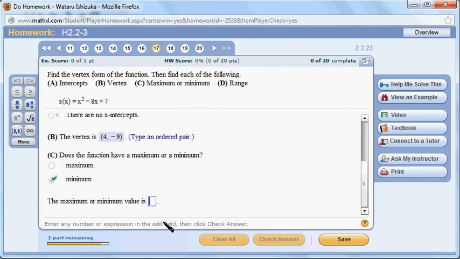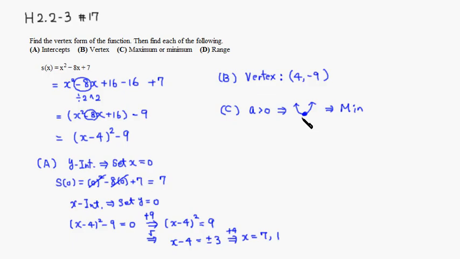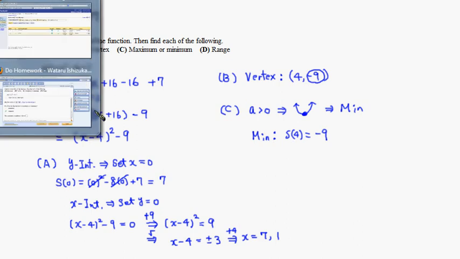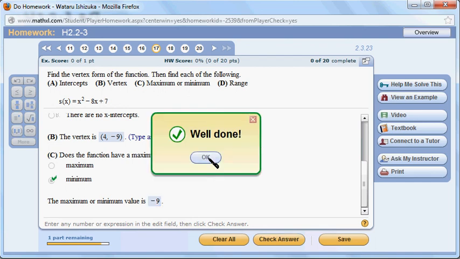All right, so the minimum occurs at the vertex. Vertex is 4 comma negative 9, so negative 9 is the minimum value. So the minimum is going to be equal to s of 4, which is equal to negative 9. All right, so the minimum value is negative 9, so let's type that in, negative 9, and check that. All right, we got that.